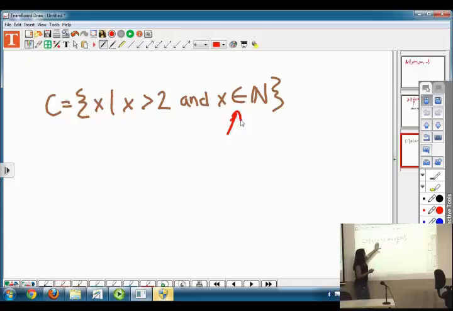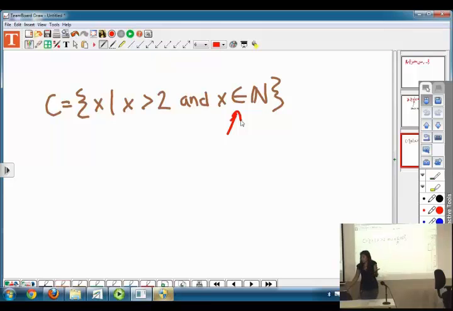So what this is saying is I want all the x values that are greater than 2 that are also in the natural number system. And you're like, okay, well, let's refresh ourselves on what the natural number system is. The natural number system is the ones that come naturally. So what comes naturally when you start counting?